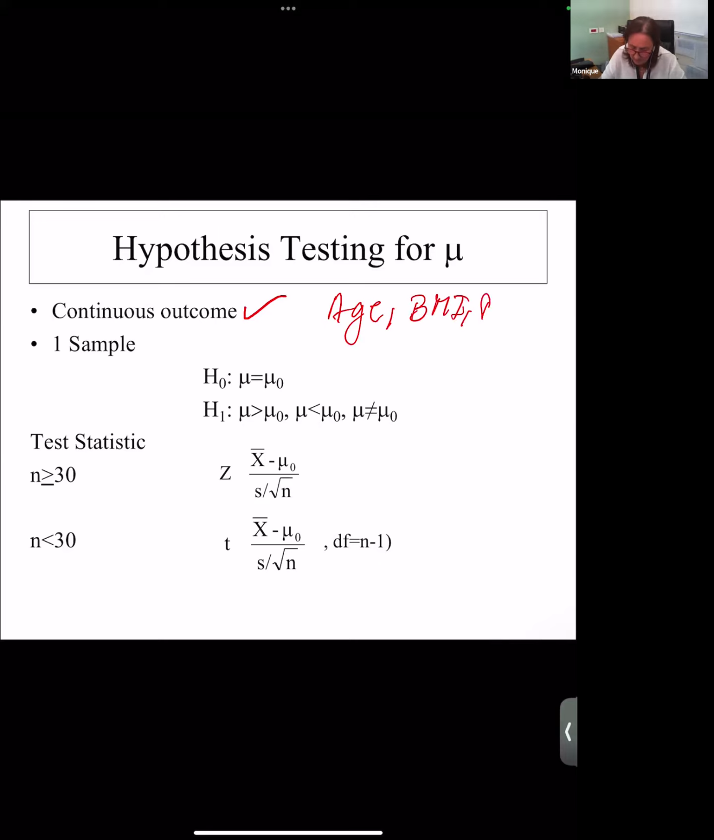AMI, blood pressure, your grade, as not a letter grade, but a numeric grade.